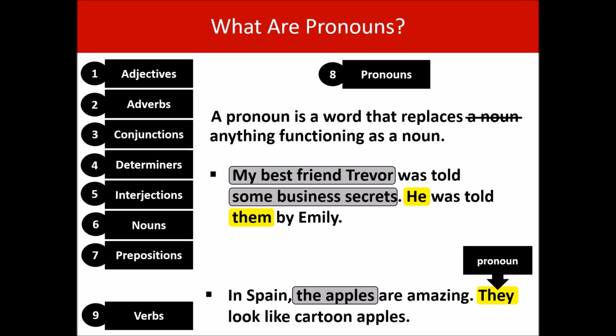And the thing being replaced has a special name. So for every pronoun there is an antecedent. So wherever there is a pronoun, there is an antecedent, the thing being replaced.